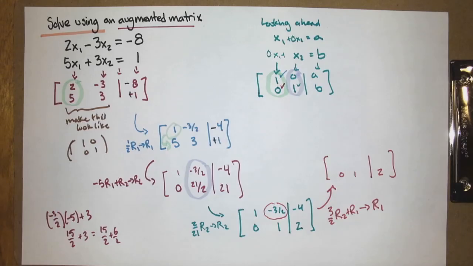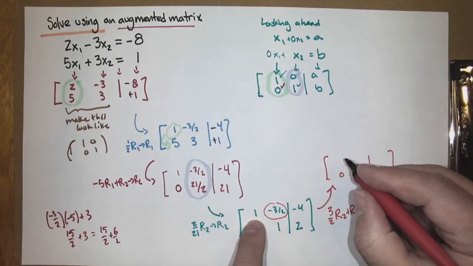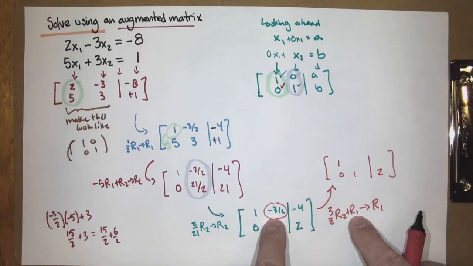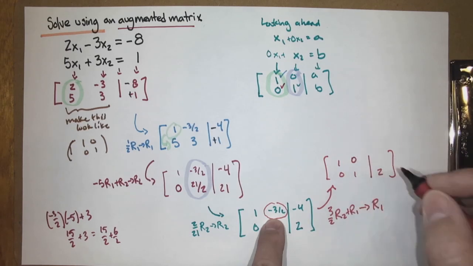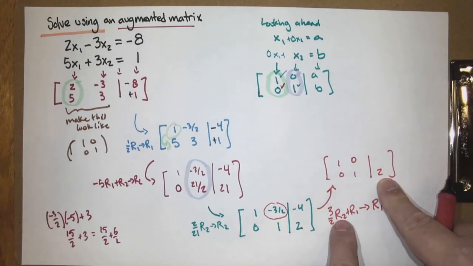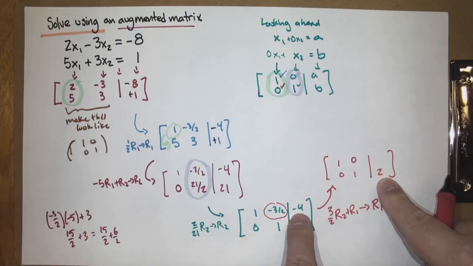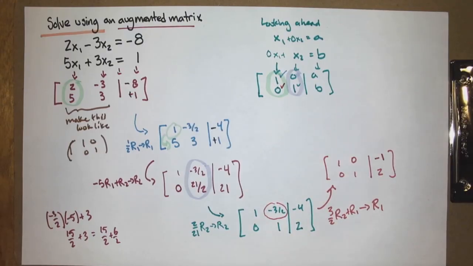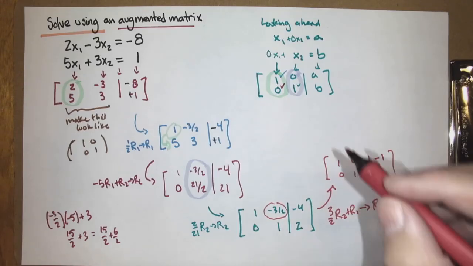In the first row, we're going to get 0 plus 1. So that's 1. Then we're going to get 3 halves and a negative 3 halves. That's 0. Then we're going to get 3 halves times 2, which is 3, plus negative 4, which makes a minus 1. And then we've gotten our 0.